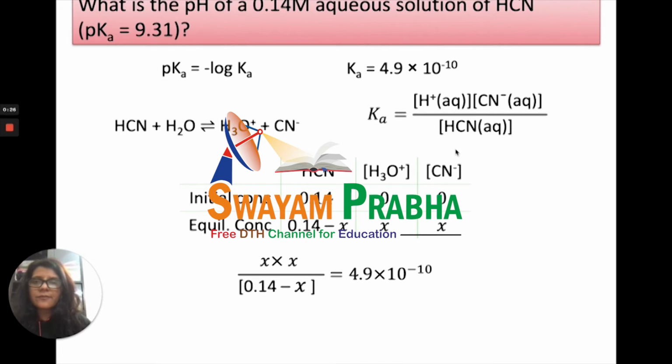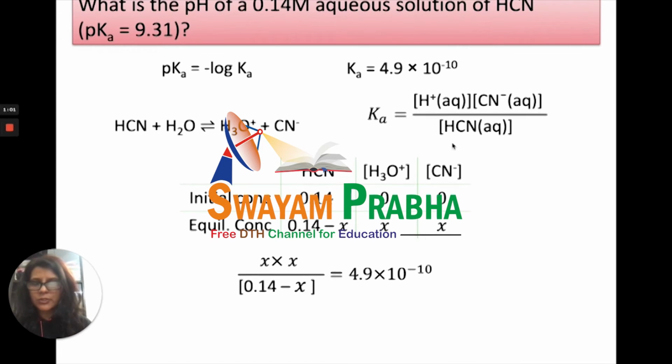Now let us find out the concentration of various species. Now what are the species? HCN, H+ and CN-. If my initial concentration of HCN is 0.14 molar, then the initial concentration of H+ and CN- are 0. Now, if I assume that x amount of HCN has undergone dissociation to give you H+ and CN-, then H+ and CN- are going to be x and x, and the concentration of HCN at equilibrium will be 0.14 minus x.